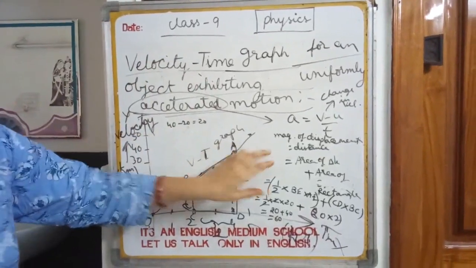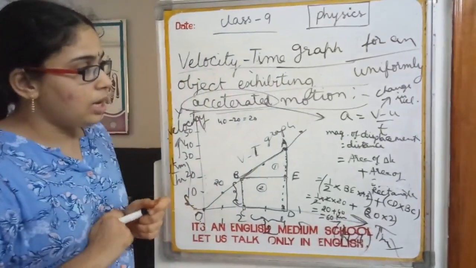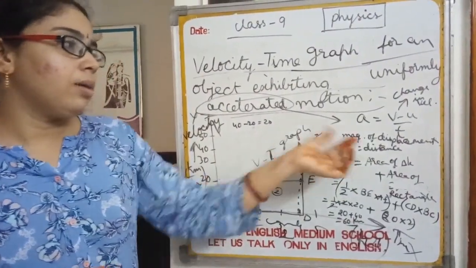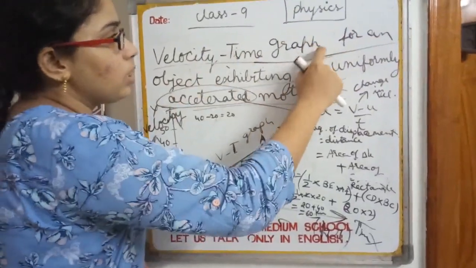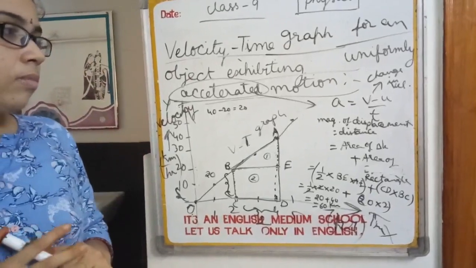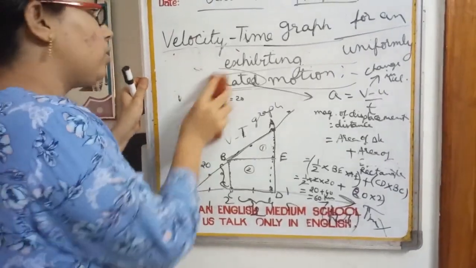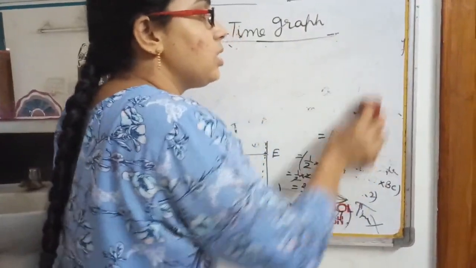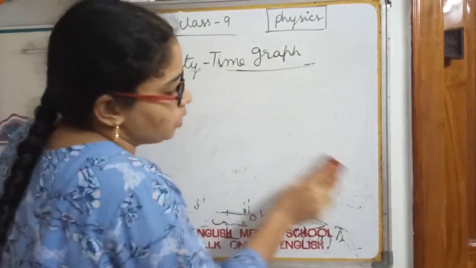And what we found here, magnitude of displacement, is in kilometers. So have a glance. In this way we can find the required magnitude of displacement or distance from the velocity time graph, for an object exhibiting uniformly accelerated motion. And next we are going to discuss the third case of the velocity time graph: velocity time graph for an object exhibiting non-uniformly accelerated motion.